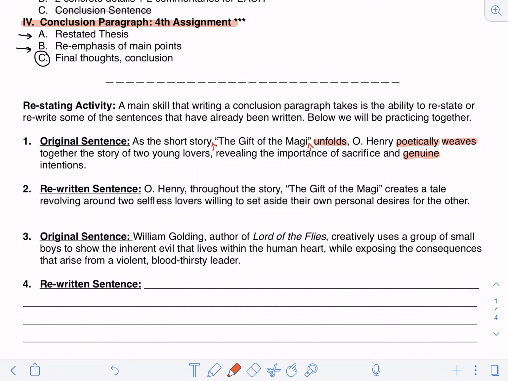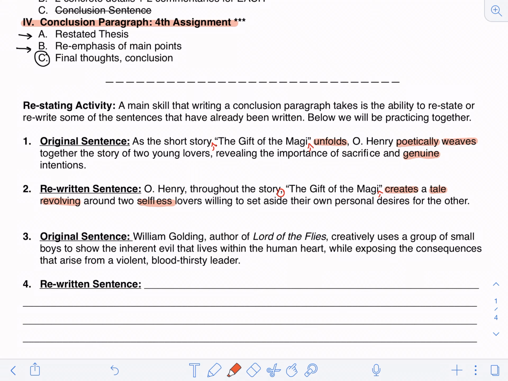My rewritten sample below: O. Henry, throughout the story, The Gift of the Magi, we'll go ahead and add in our comma right here to remind ourselves we need it on both sides, creates a tale revolving around two selfless lovers willing to set aside their own personal desires for each other. I believe that we have a different verb. I describe it as a tale instead of a story. I have revolving, selfless. Sorry, there's a weird extra space there.